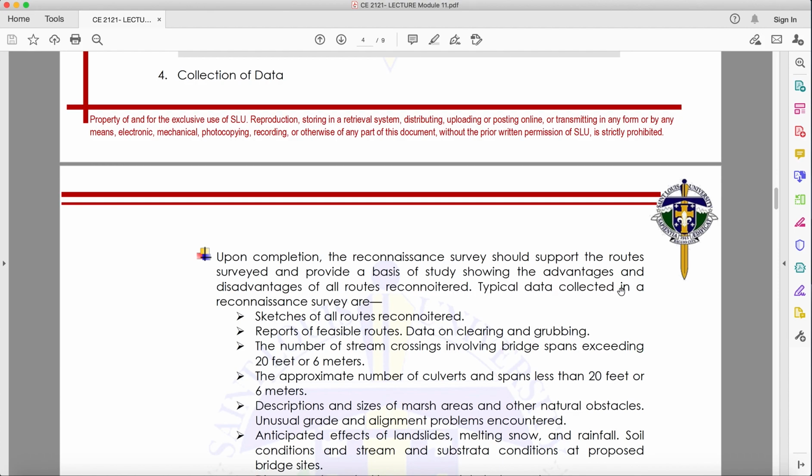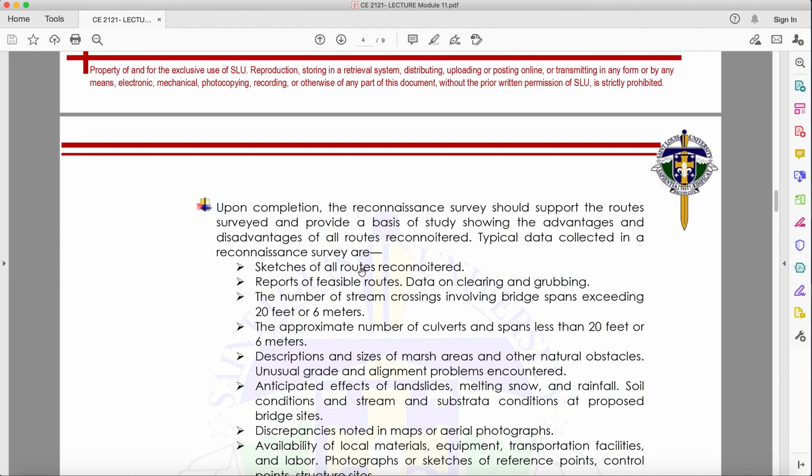Typical data collected in a reconnaissance survey are: sketches of all routes, reports of feasible routes, data on clearing and grubbing. Ibig sabihin yung pag-clear ng mga, if there are grass or there are debris, so you clear them and you grub them.